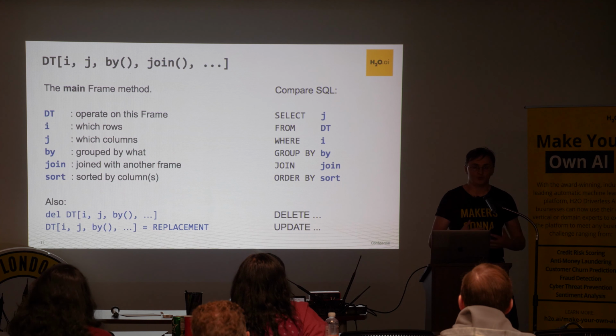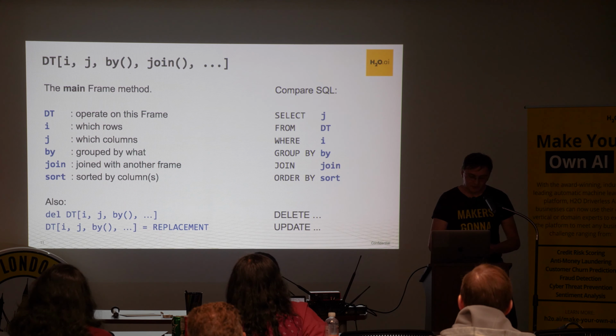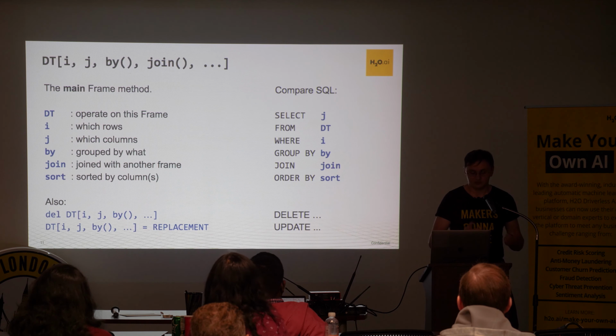And here, which columns or which rows is very flexible, so you can put whatever you want in there. Additional operators modify this statement, so you can say by, in order to say that you want to apply this operation by certain groups. Join means that you want to also join something, and then with the joined frame do the same operation. And also a sort verb, which means that I also want to sort the result.